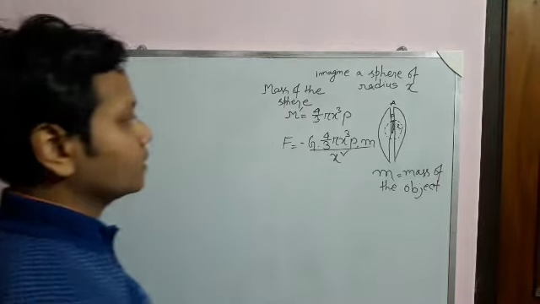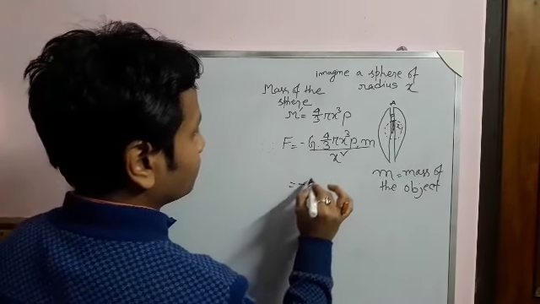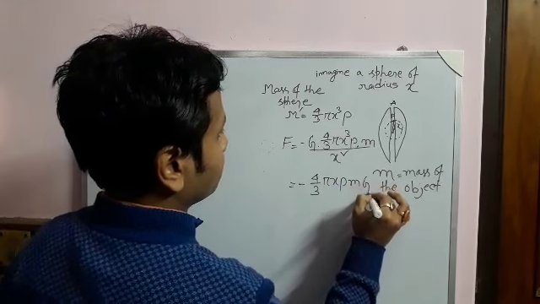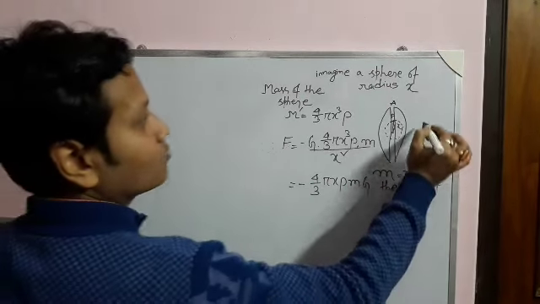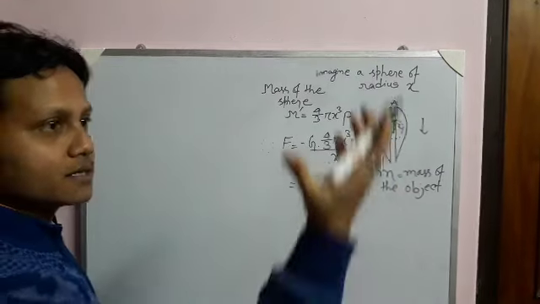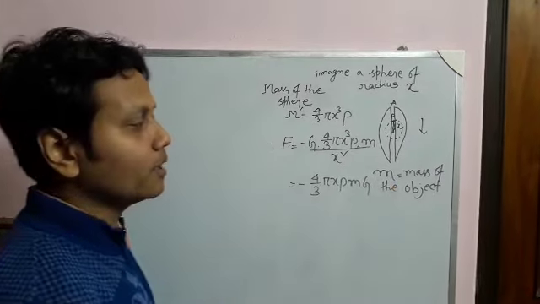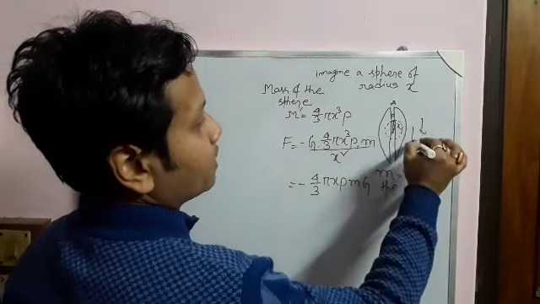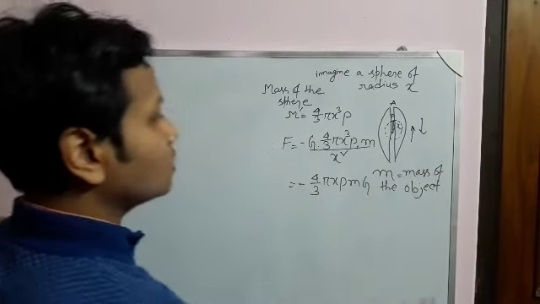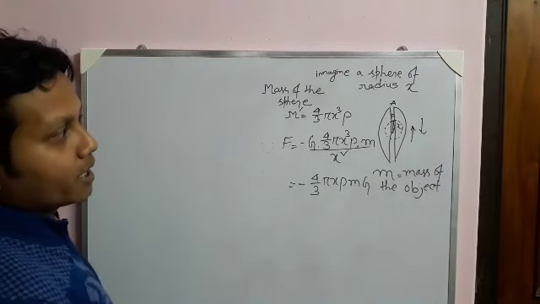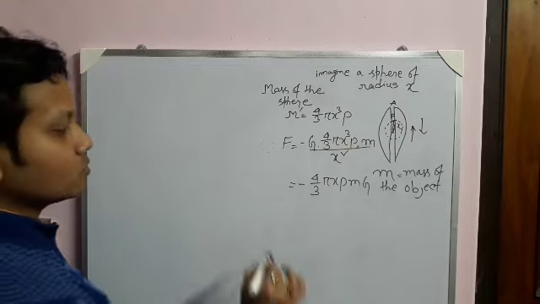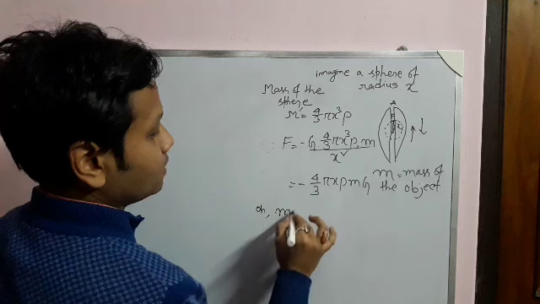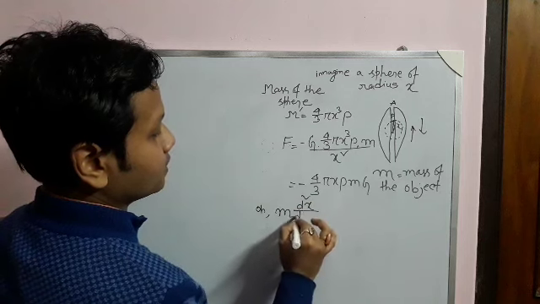Okay, so if we simplify it, then what do we get? Minus 4/3 pi x rho m G. Now this force acts in the downward direction, because with that force the earth is attracting the body in the downward direction. Okay, now we know that there is an equal and opposite force in the upward direction, and what will be the expression of that force? If x be the displacement, then that force will be m into d2x by dt2.